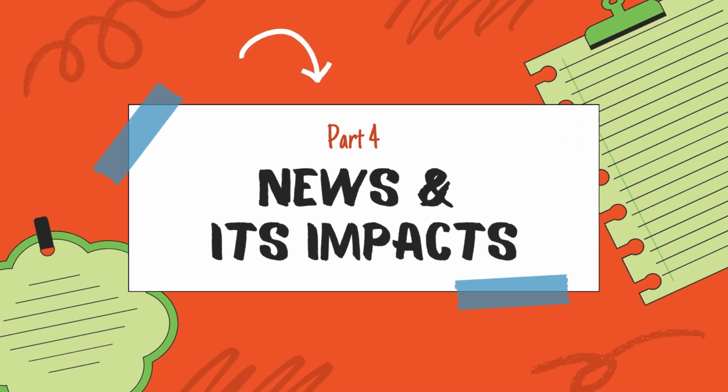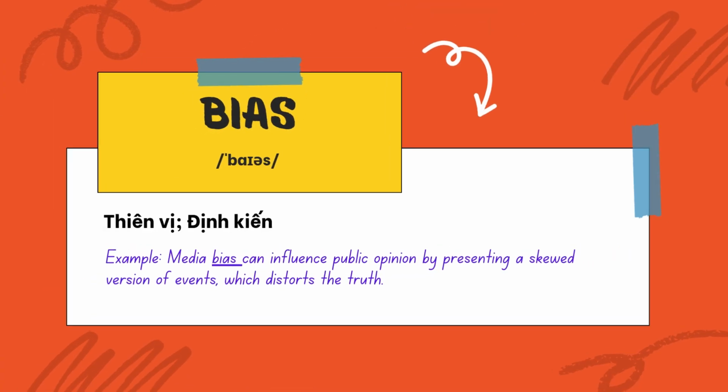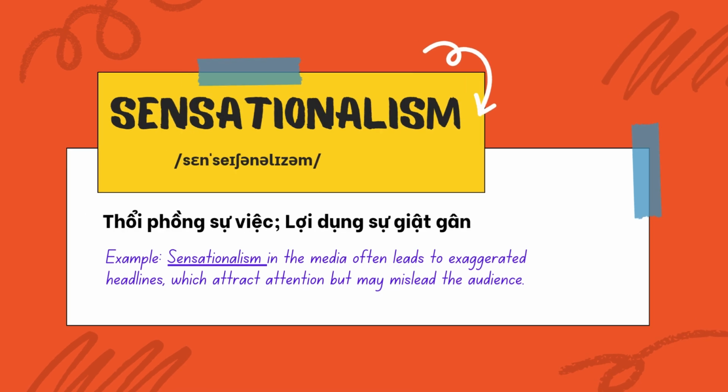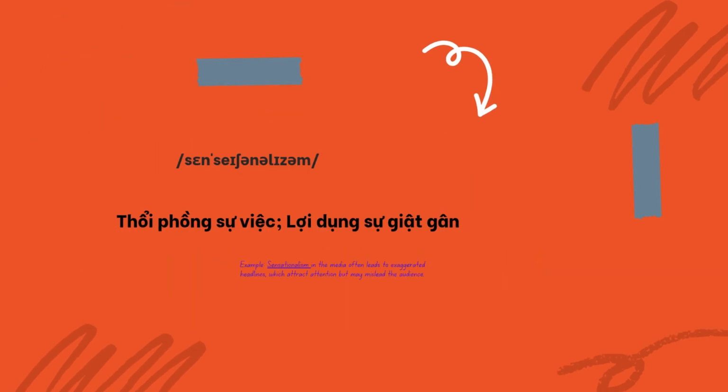News, its impacts. Bias. Example, media bias can influence public opinion by presenting a skewed version of events, which distorts the truth. Sensationalism, example. Sensationalism in the media often leads to exaggerated headlines, which attract attention, but may mislead the audience.